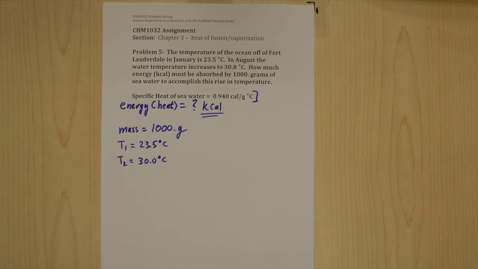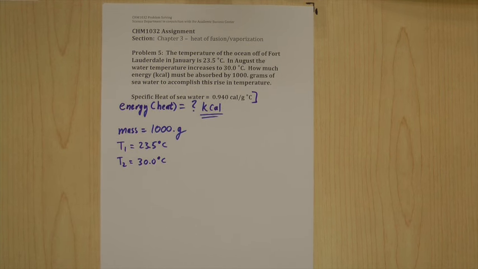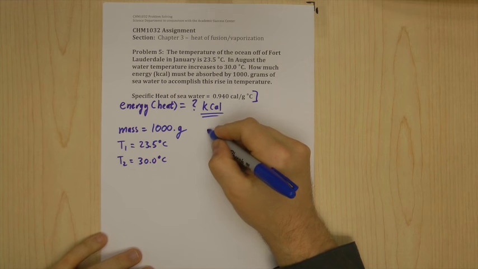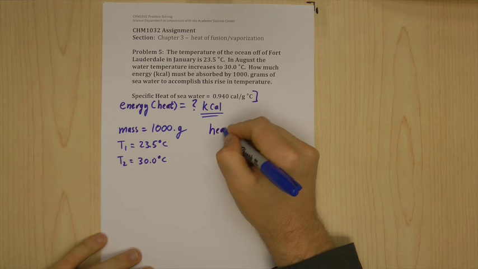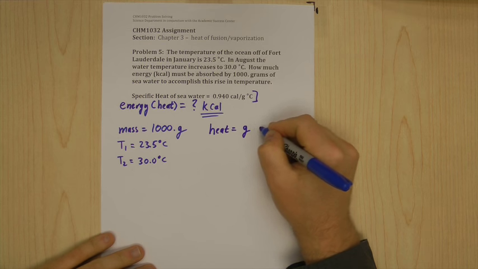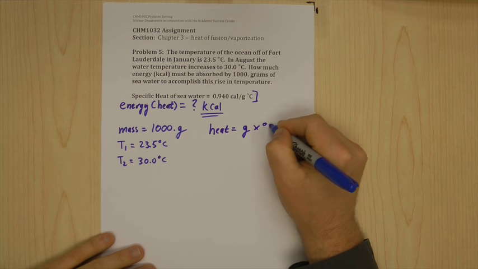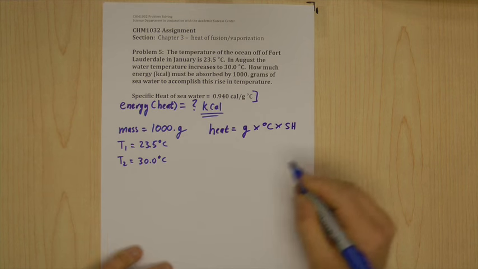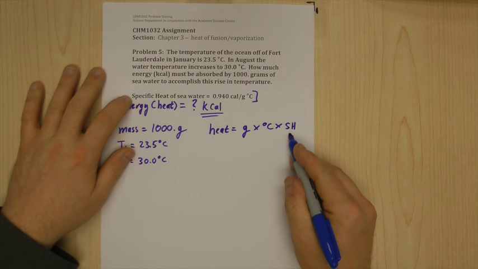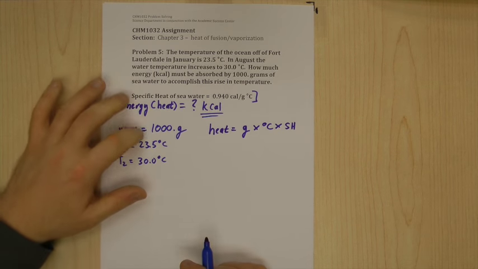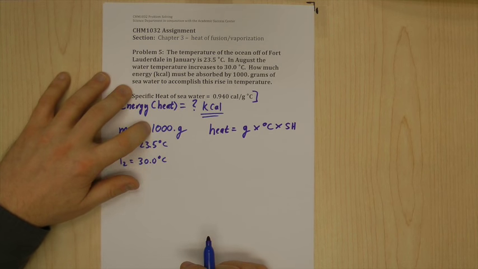All right, wow, this is a tough question. Well, first of all, we need to know, how do you figure out what the heat is? Well, the heat, read energy, is grams multiplied by temperature multiplied by specific heat, SH, specific heat. Okay? Well, we have grams. We have 1,000 grams right here.